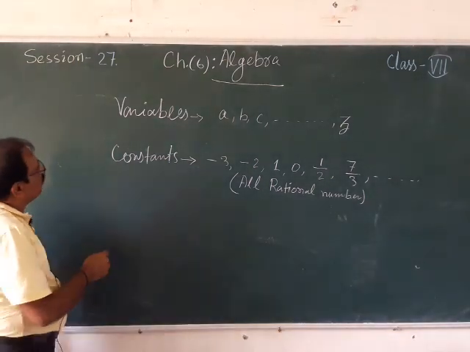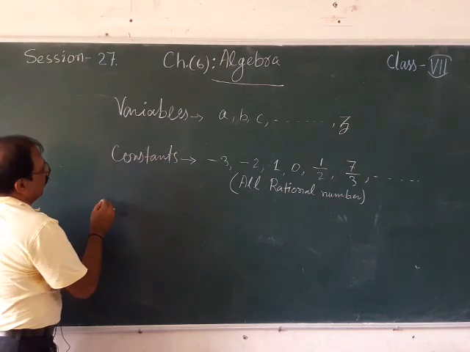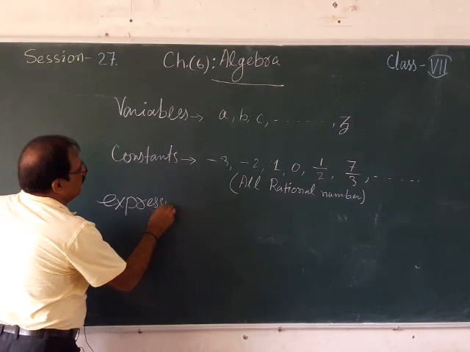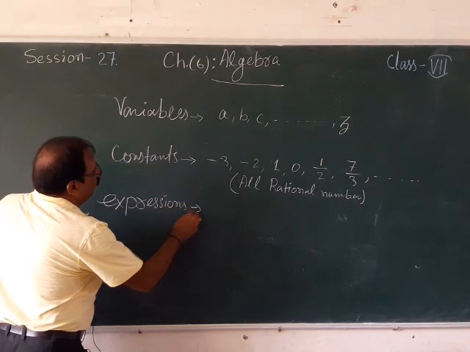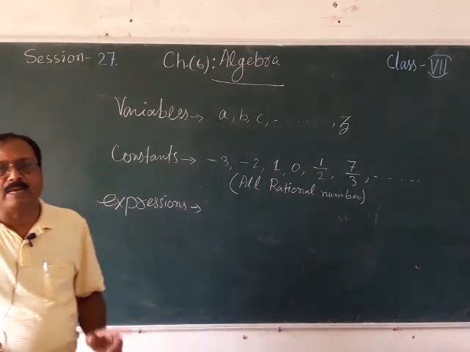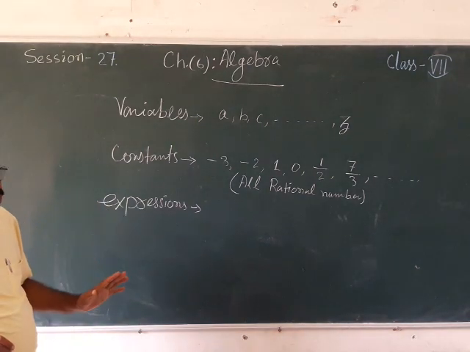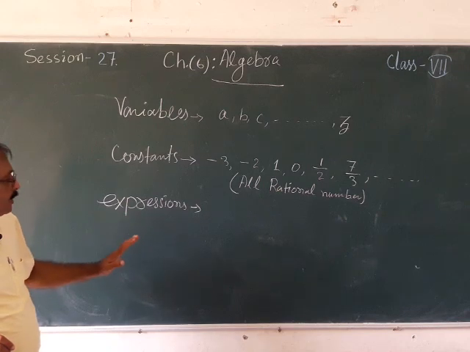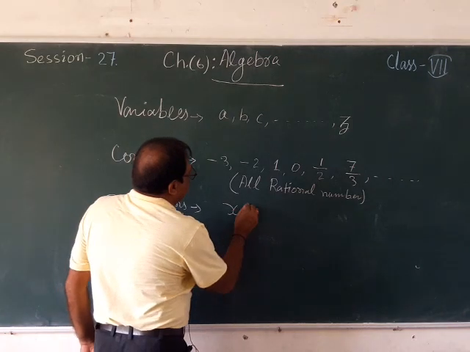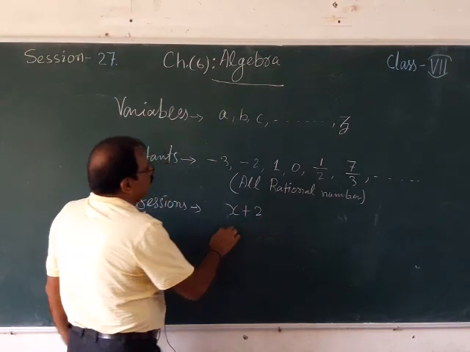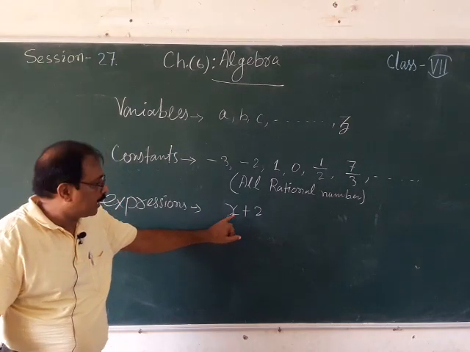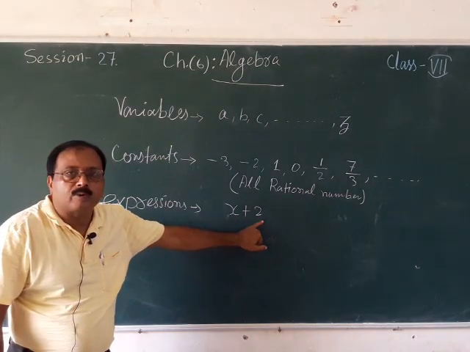Now the third thing you are aware of, expressions. What are expressions? The combination of variable and constants is known as an expression. Suppose I am writing x plus 2. So x plus 2 is one expression. Here x is a variable and 2 is a constant.